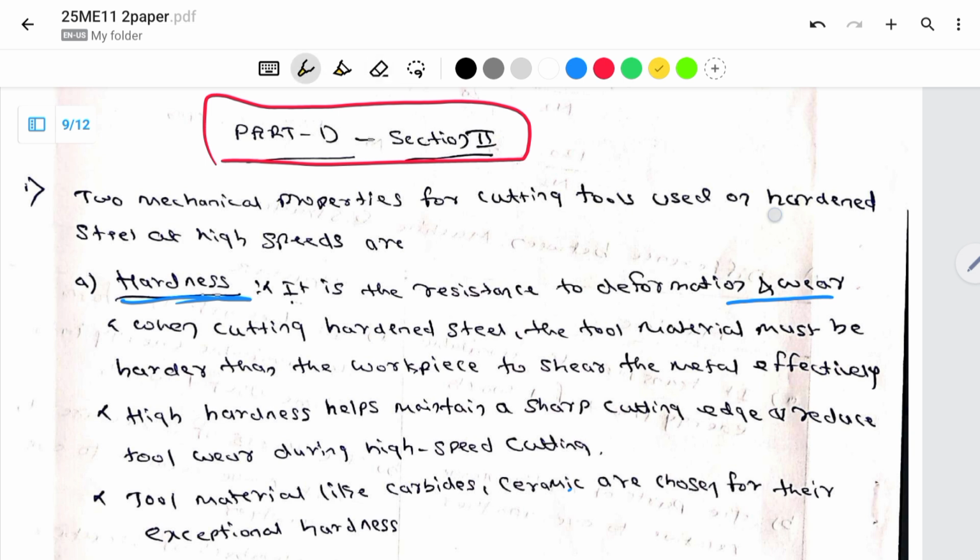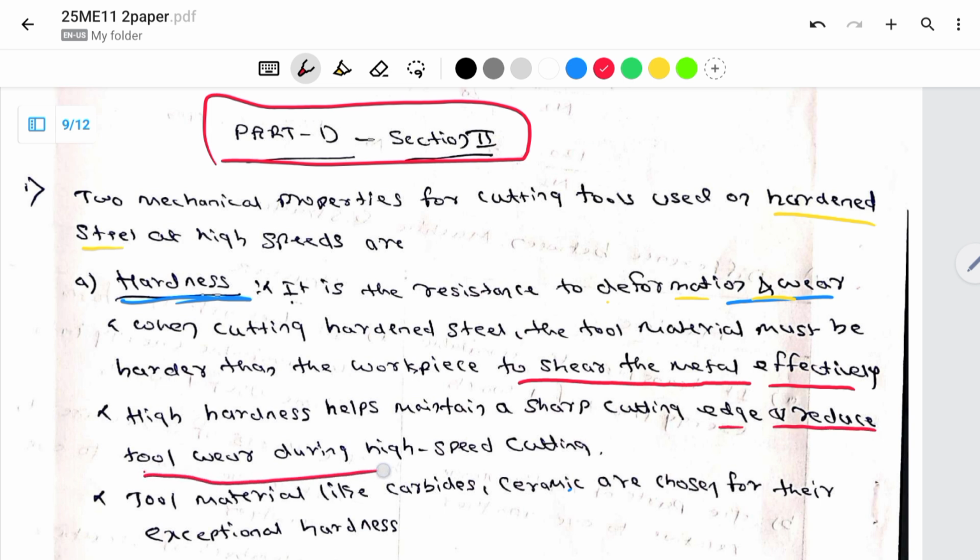Then, hardened steel cut at high speed: hardness is one property. Hardness will increase as the carbon content increases, and hardness will decrease as the carbon content is low. Hardness is the first property. It is resistance to deformation; it will not deform. The next point: when cutting hardened steel, the tool material must be harder than the workpiece to shear the metal effectively, and a high hardness helps maintain sharp cutting edges.